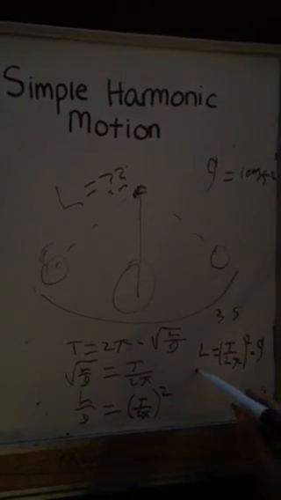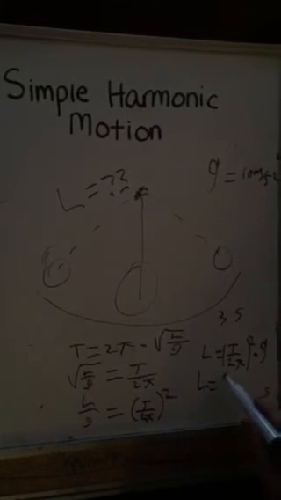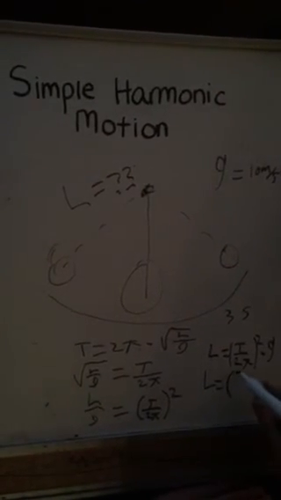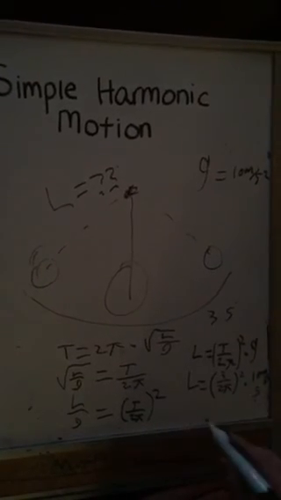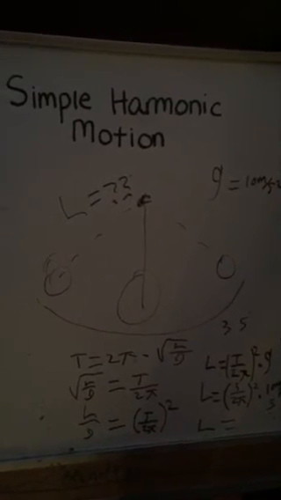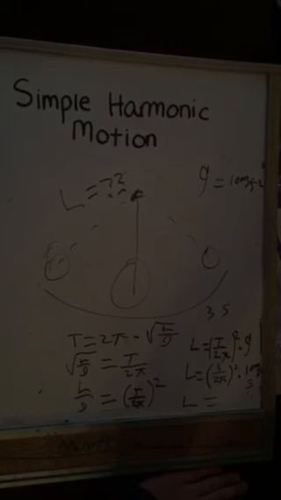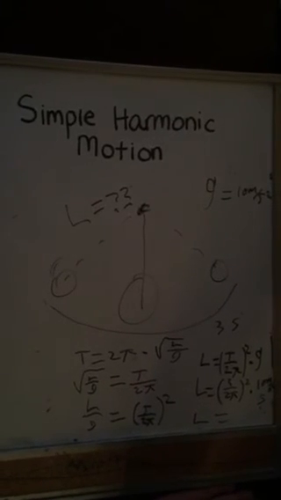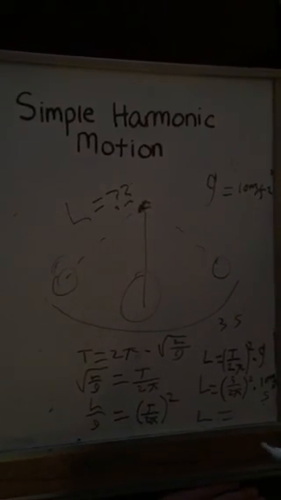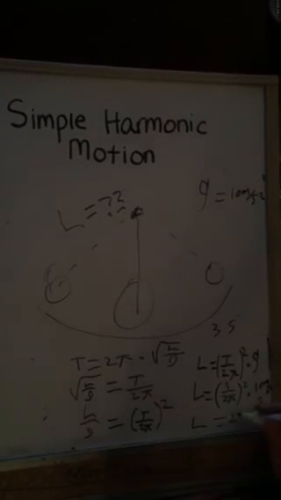So if we plugged in, we'd find that L equals (3 divided by 2 pi) squared times 10 meters per second squared. And the length of the wire would be approximately 221.84 meters.